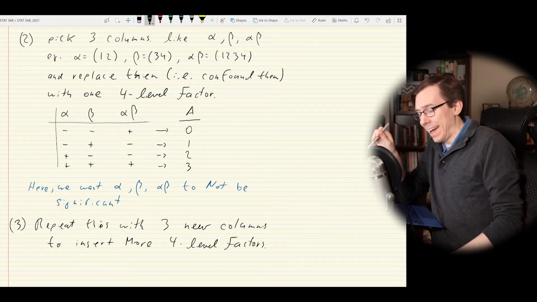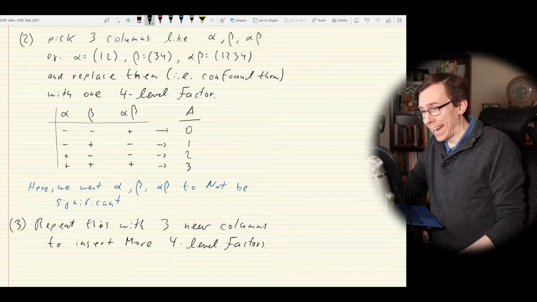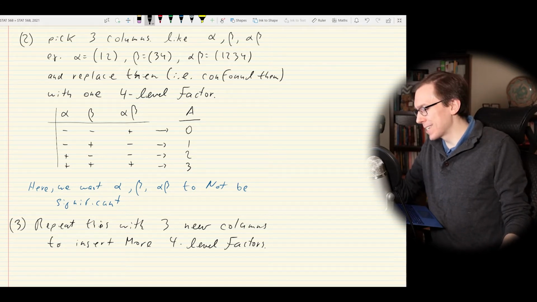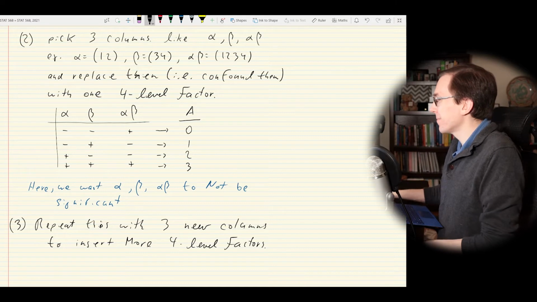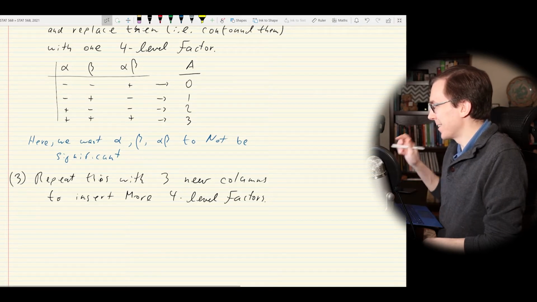In fact, you can, in some sense, completely saturate the model with 4-level factors, and then you have more like a 4 to the whatever L or 4 to the K factorial design, and you've obliterated all of your 2-level factors. Now you can do that almost. So let me make sure I get this right, because it changes depending on how many times you can iterate this, right?